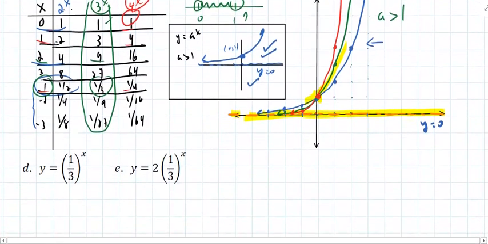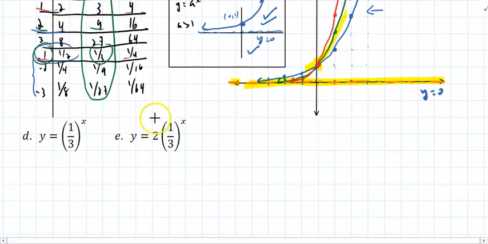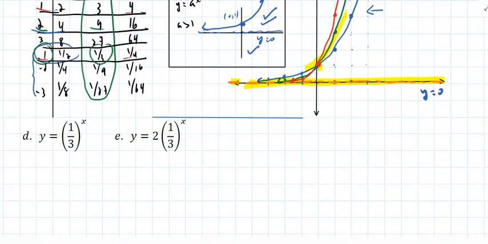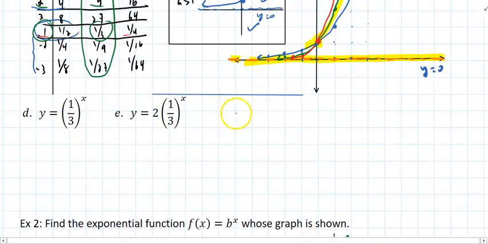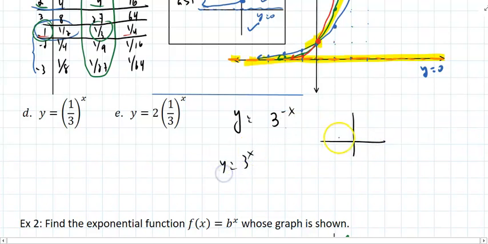And what do you think happens if I give you a graph of y equals 3 to the negative x? 3 to the x is a graph that looks like this. We just established that. Multiplying the x by a negative, doesn't that reflect the graph with respect to the y-axis? If I reflect the graph with respect to the y-axis, doesn't this just flip and become exponential decay?